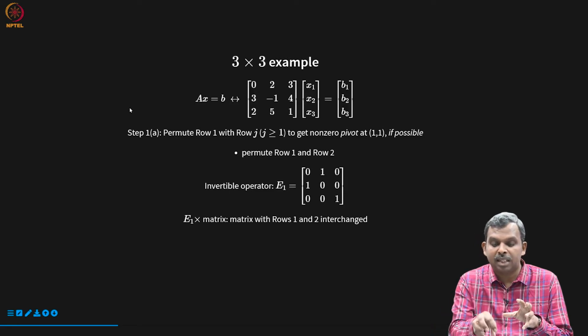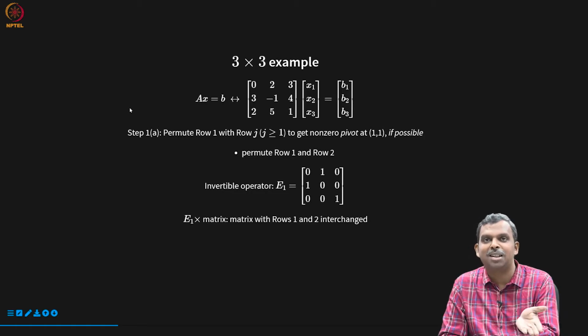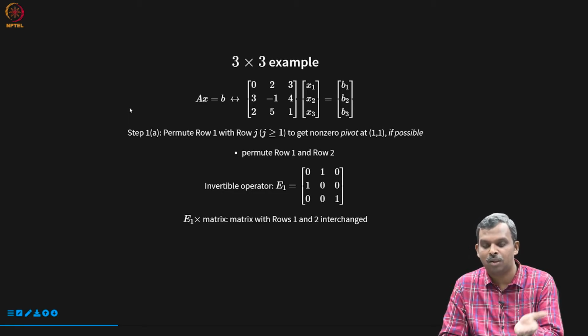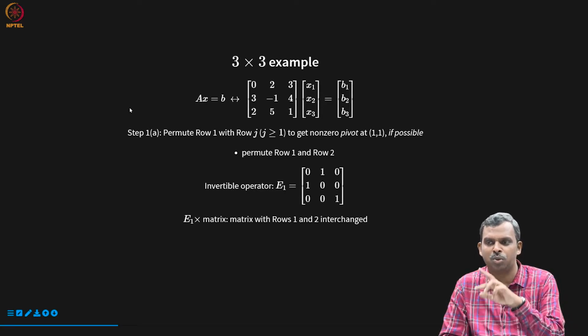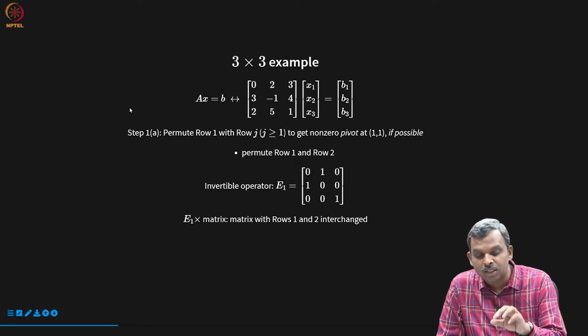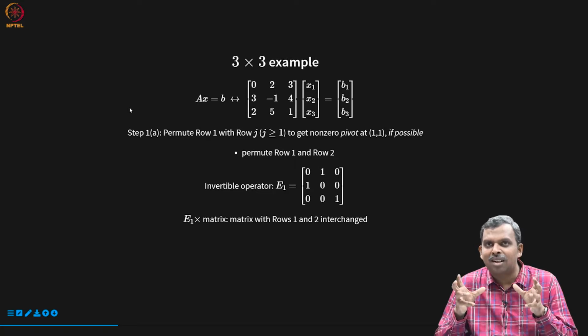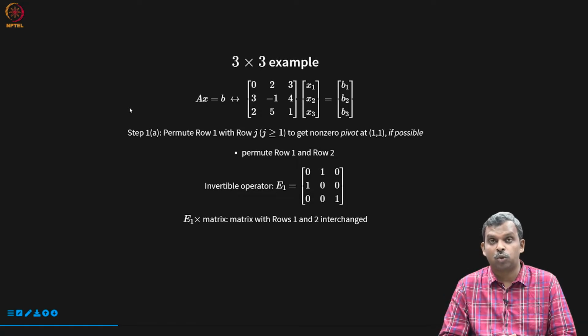Okay. And you can see clearly that this E1 is also an invertible matrix, right? So it's clearly invertible, it's got full range, no null space. Also intuitively you can see interchanging row 1 and 2, you do it once again, you go back to the original state, right? So it's invertible. Okay. So this E1 is a nice little invertible operator, an elementary row operator, which gives me this interchange of rows 1 and 2.